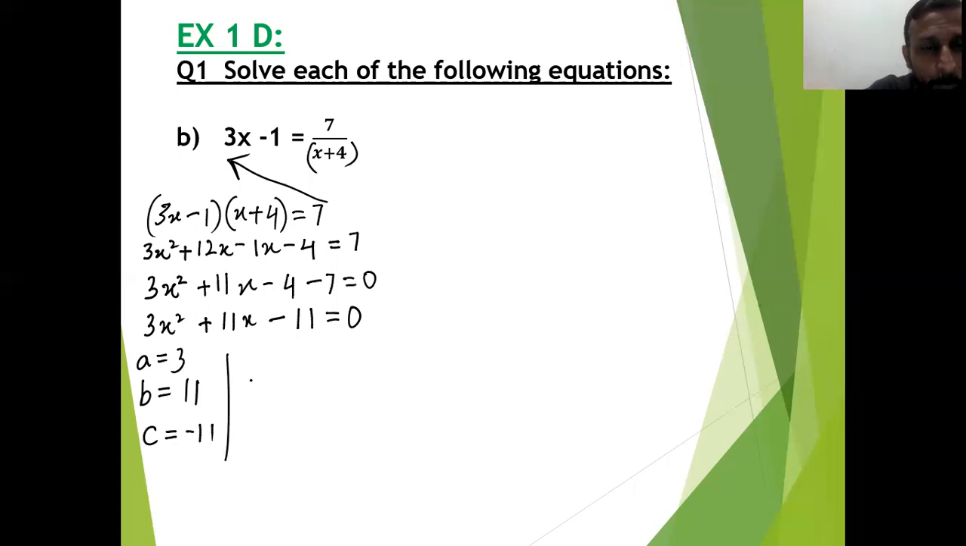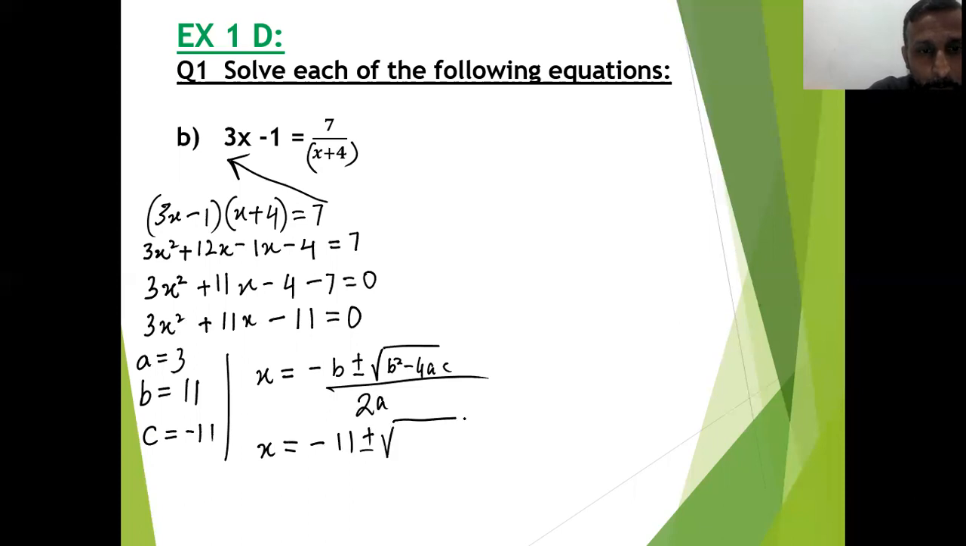So what do we need to do? We need to use the quadratic formula, negative b plus minus under root b square minus 4ac, whole upon 2a. So very quickly, let's plug in these values. Minus 11 plus minus under root 11 square minus 4. The value of a is 3 and the value of c is negative 11. Whole upon 2 multiplied by 3.